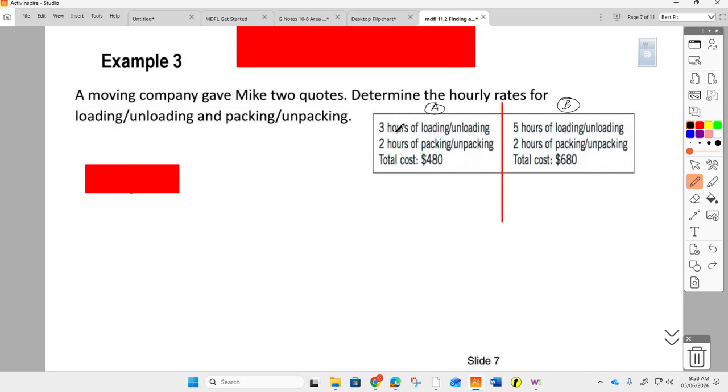We do know how many hours. So let's define our variables as, we're going to use X here. We're going to say that X is the price per hour for loading and unloading. And that would be in both scenarios, right? And we're going to say that Y is going to be the price per hour for packing and unpacking. Does that make sense?